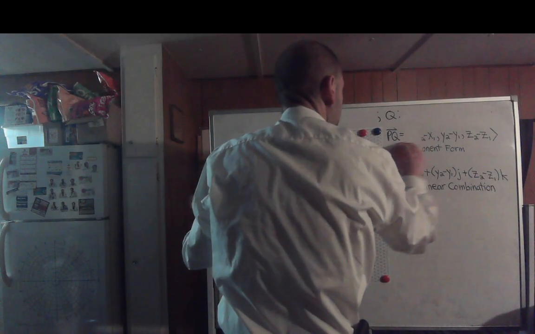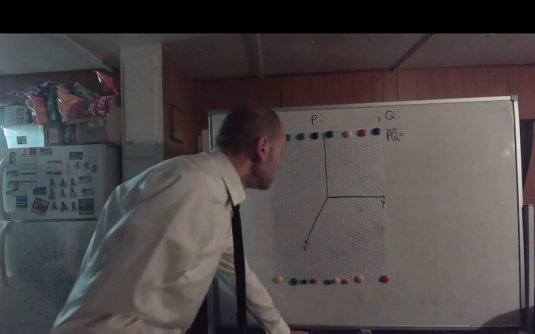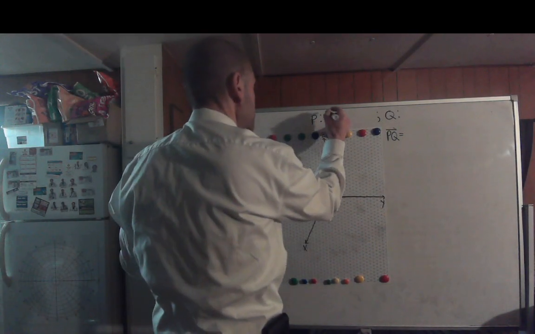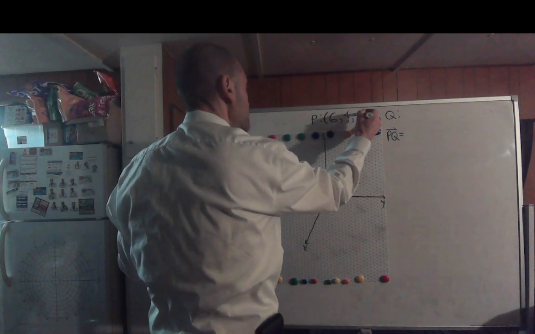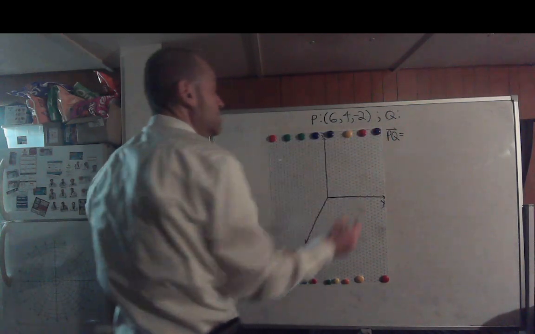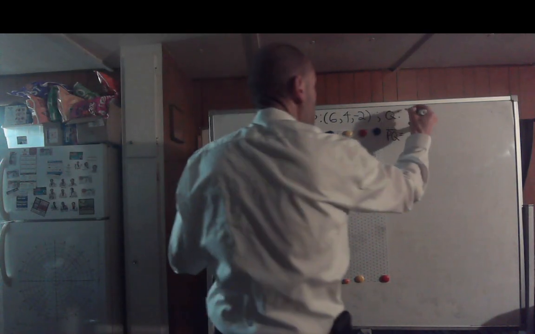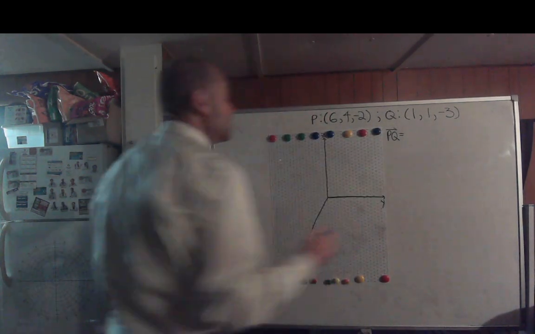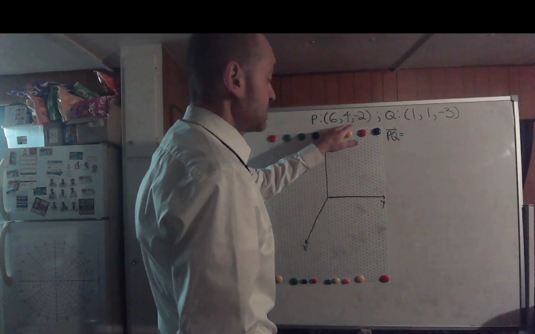So it's going to be actually pretty easy. So let's see, point P is at the ordered triple 6, 4, -2. Point Q is at the point 1, 1, -3. So we have the initial point, point P, at 6, 4, -2.